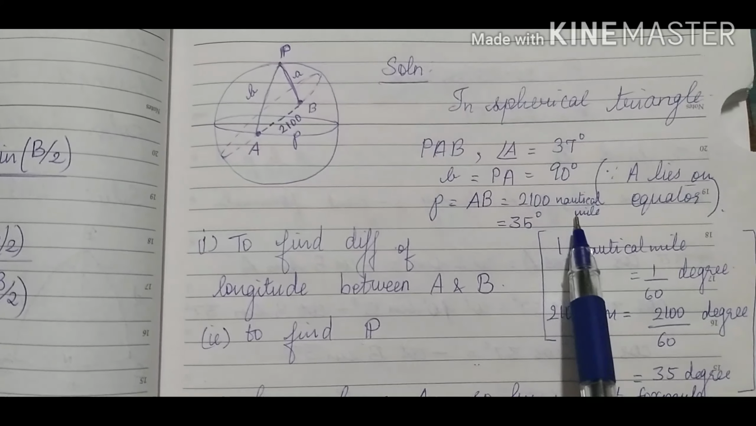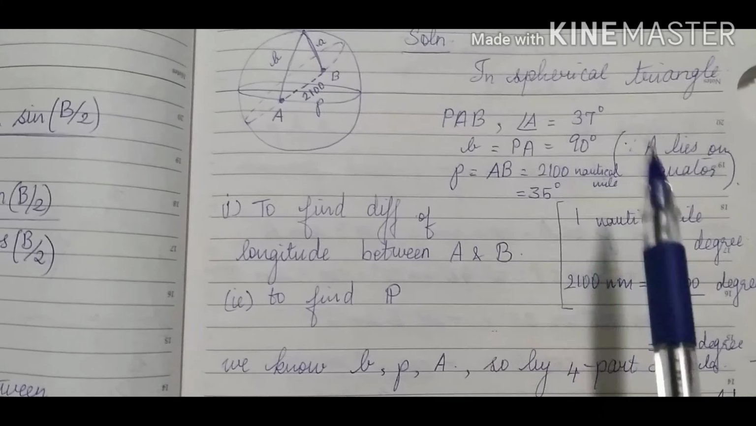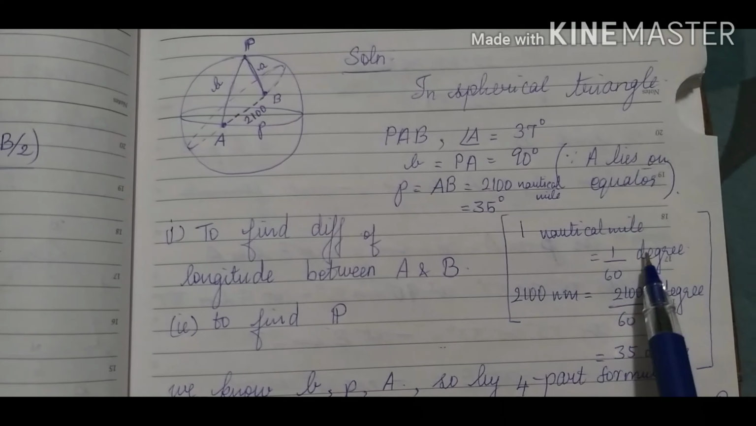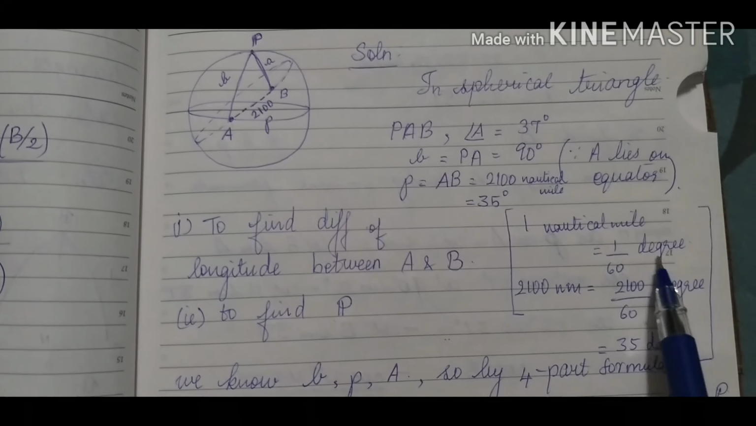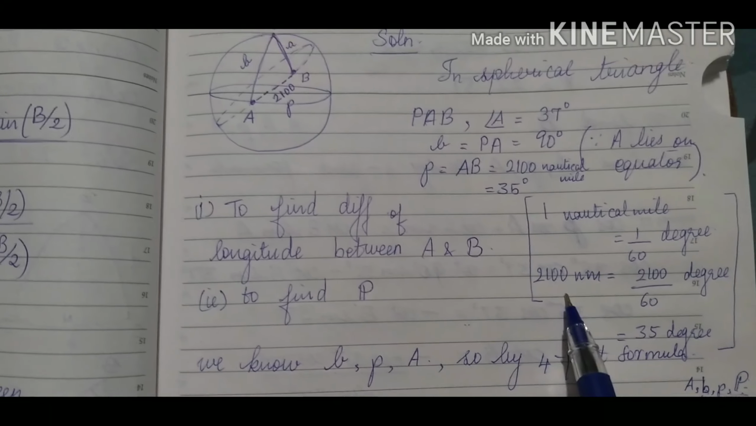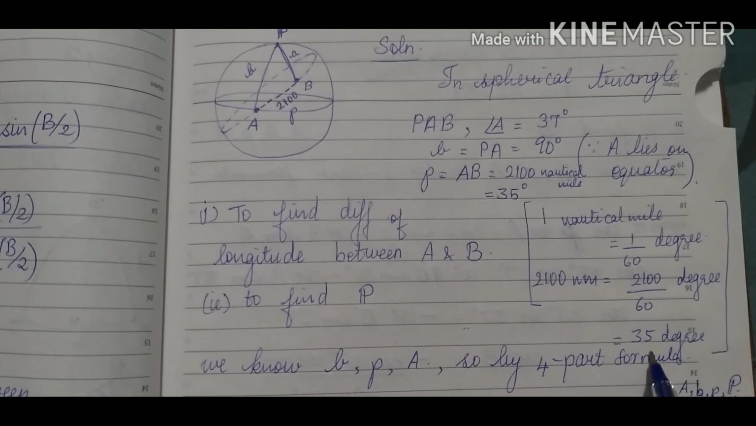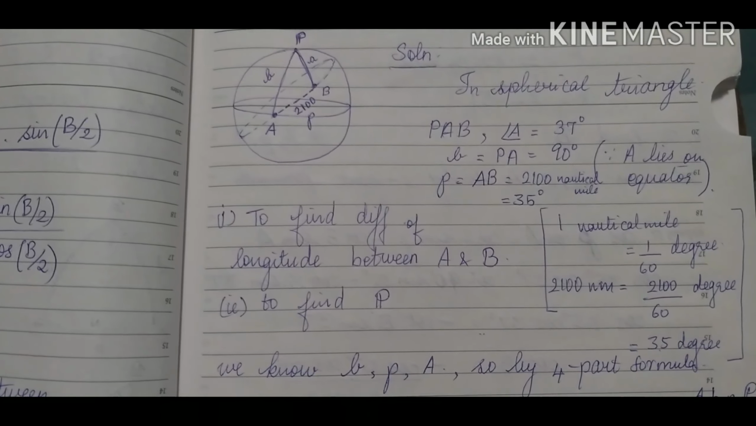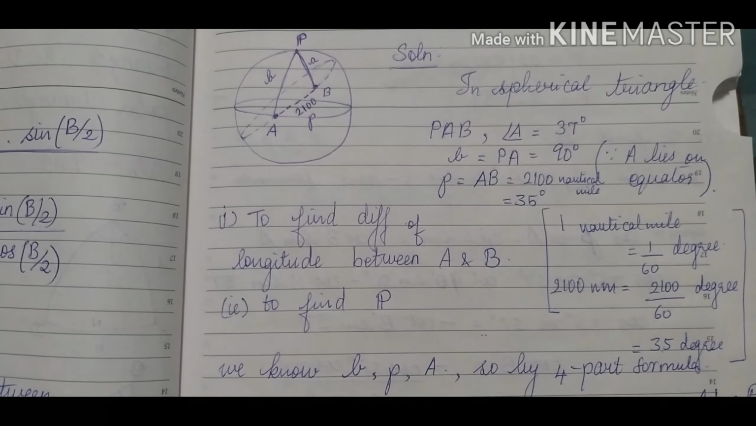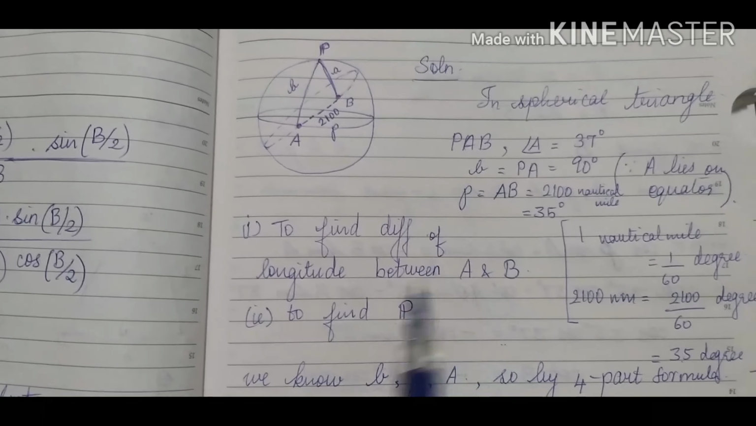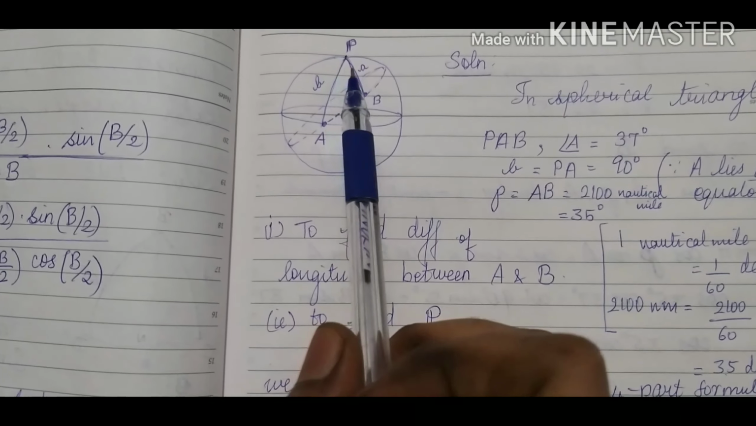We have 2100 nautical miles. I am just converting into degrees so that it will be easier for calculation. 1 nautical mile is given to be 1 by 60 degrees. So we have 2100 nautical miles, which is 2100 divided by 60 degrees. This is nothing but 35 degrees. Okay, so we have a side small p to be 35 degrees. In order to find the difference of longitude between A and B, we have to find this angle small p.